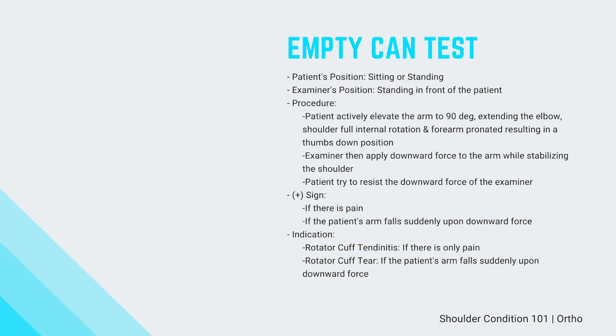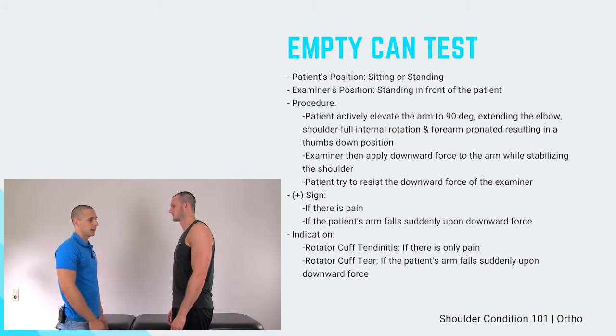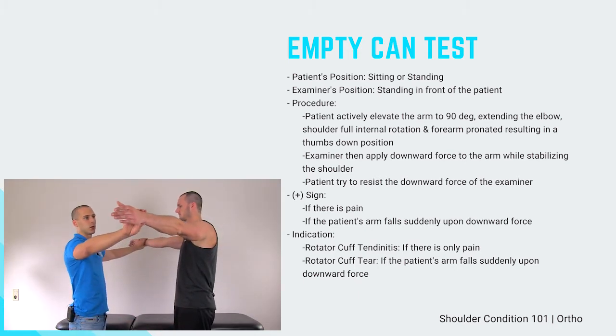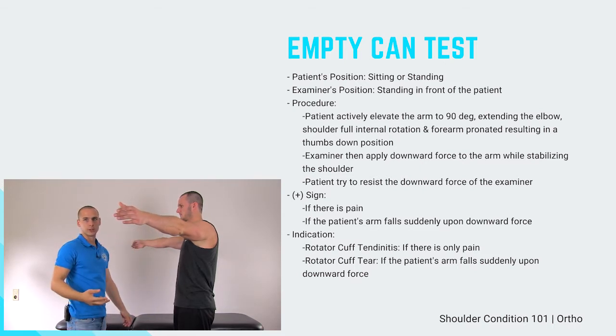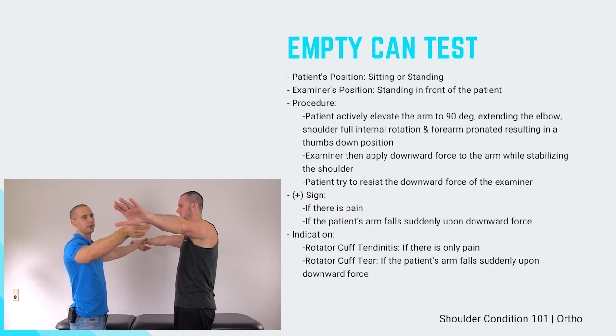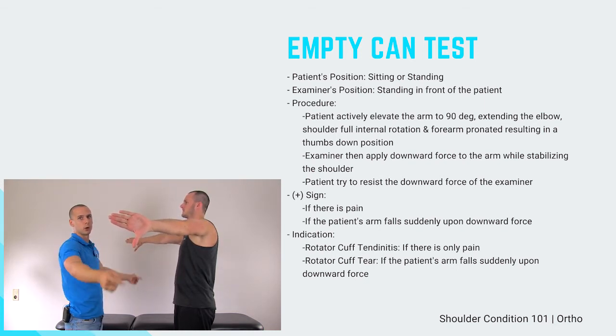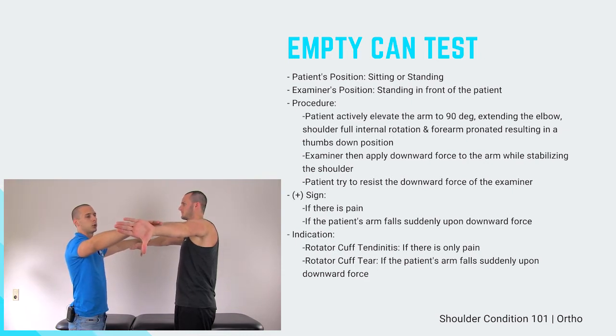The second special test is what we call the empty can test, which is used to assess rotator cuff injury, where the patient is in sitting or standing position with the arm elevated to 90 degrees, elbow extended, full internal rotation and pronation, which results in a thumbs down position. The examiner then applies downward force to the arm while stabilizing the shoulder and the patient resisting the force.